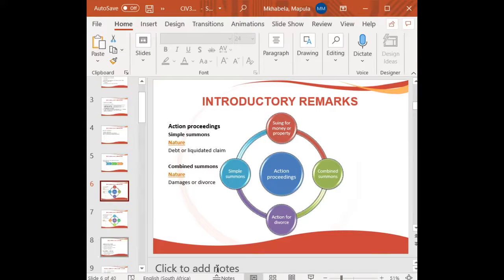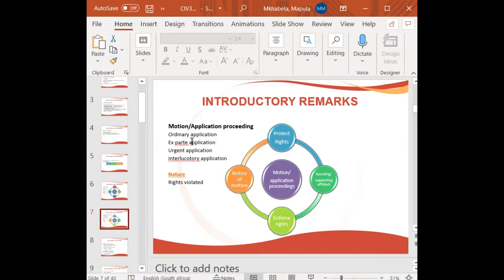On this slide that we are on, it's showing your action proceedings with your simple summons, and the nature is either a debt or liquidated claim, and combined summons, the nature is a claim for damages or action for divorce. And with your motion applications, there are four types of applications, which are your ordinary application, ex parte application, urgent application, and interlocutory application. And as I explained, ladies and gentlemen, the nature is where your right has been violated.